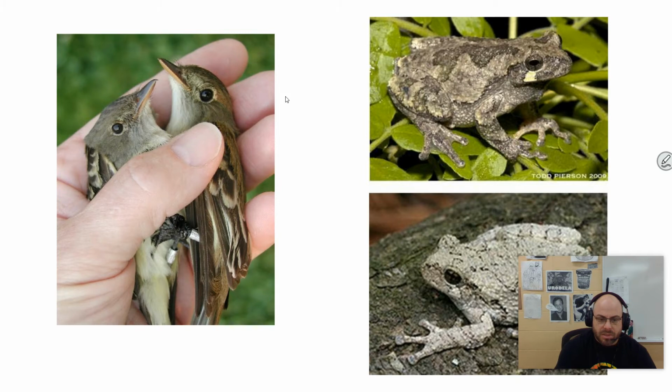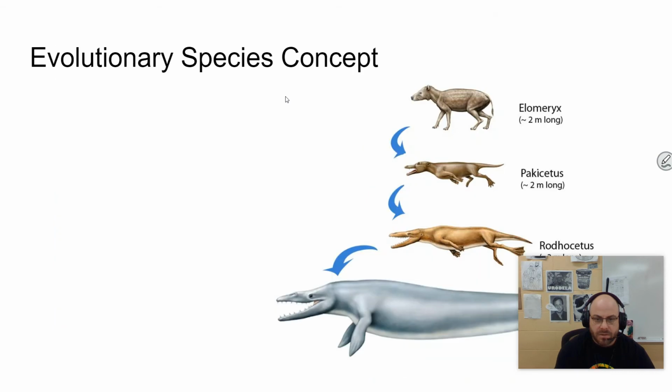This is another picture of some sibling species. I'm not sure what those birds are. Not sure what the frogs are either. I think the frog in the upper right is a frog that's native to Kentucky, but the frog in the lower right is not. But these are pictures of sibling species also.